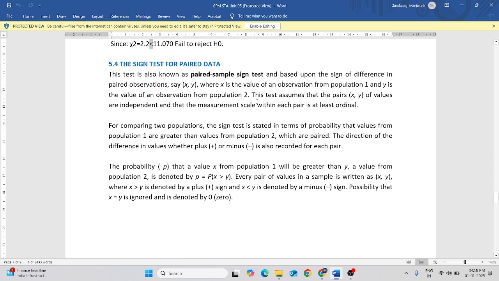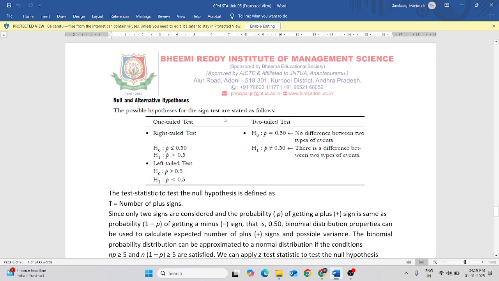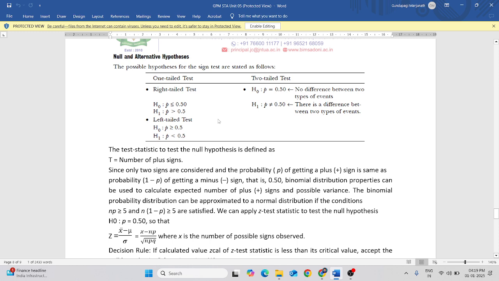Another important topic is the sign test for paired data, the paired sample sign test, which is based upon the sign of the differences in paired observations, say x and y, where x is the value of an observation from population 1 and y is the value of an observation from population 2. Now here it is very important how we define the null and alternative hypothesis, especially for the sign test.